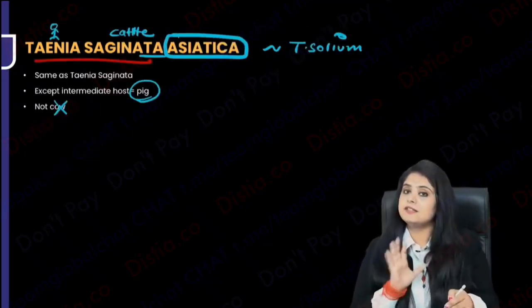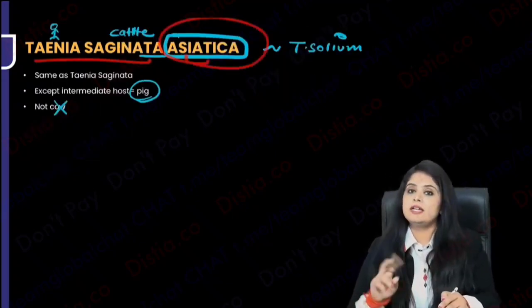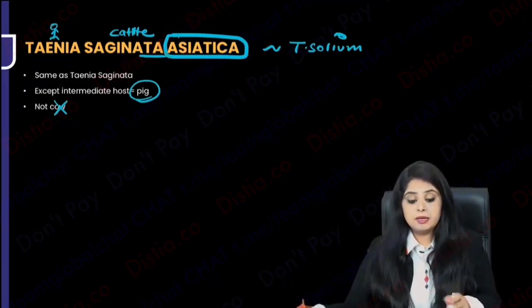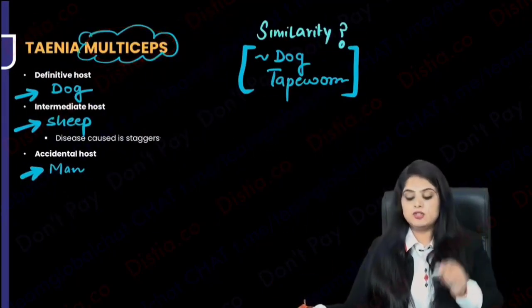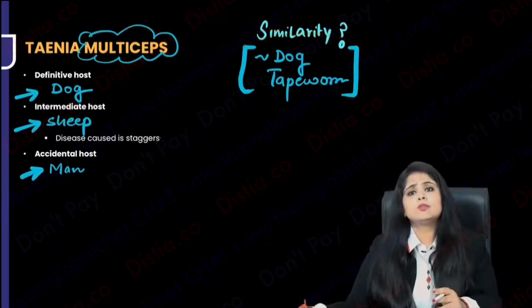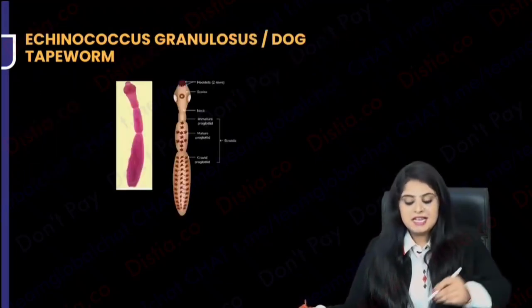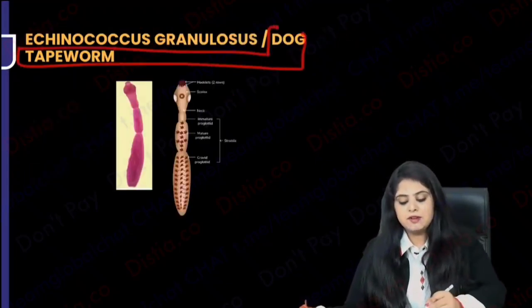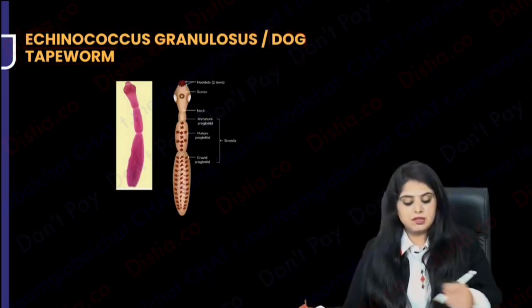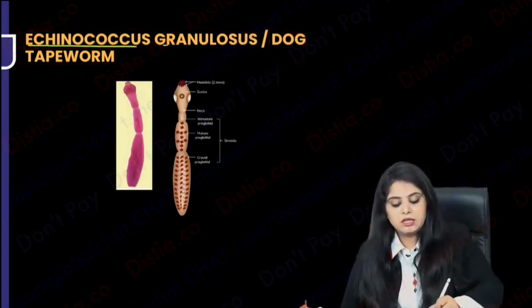So, Taenia saginata is like saginata, but if you add Asiatica, it starts looking like solium. Taenia multiceps has gone in multiple other directions. It has started behaving like the dog tapeworm. So, why don't we study the dog tapeworm next? Guys, let's move on and study the dog tapeworm, that is Echinococcus granulosus. Come on, you know it. In this, there is nothing happening.